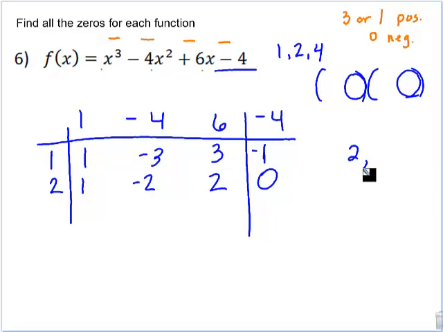Now, our resulting equation is a quadratic. We have x squared minus 2x plus 2 left. We could try to factor it, but we should see pretty quickly that this is not factorable. So what's your other option that you can do to solve quadratics?